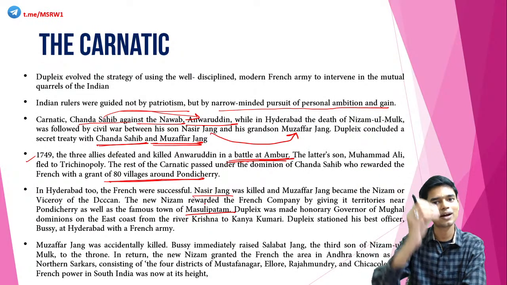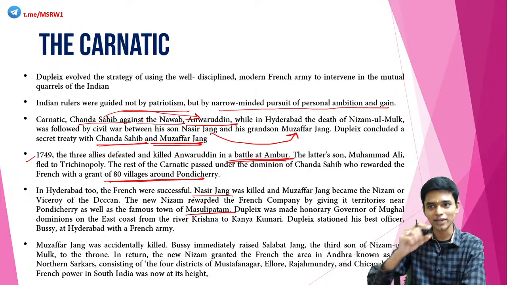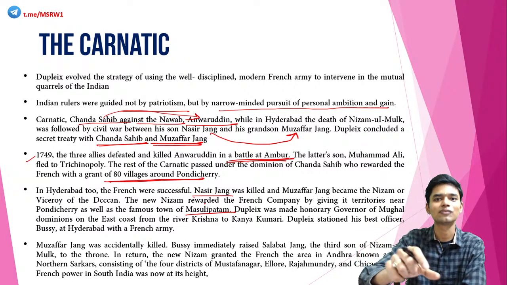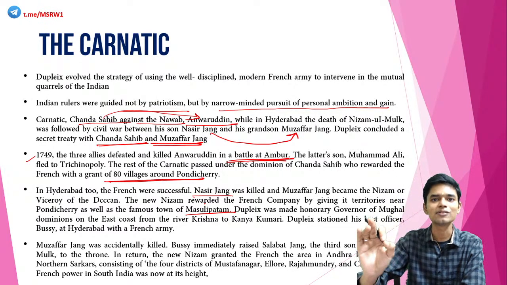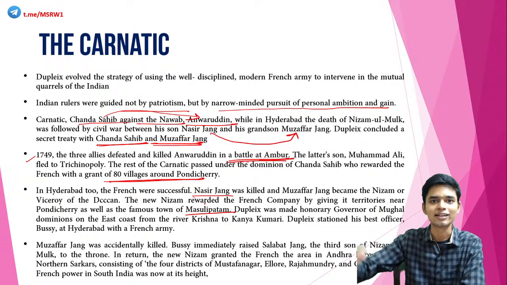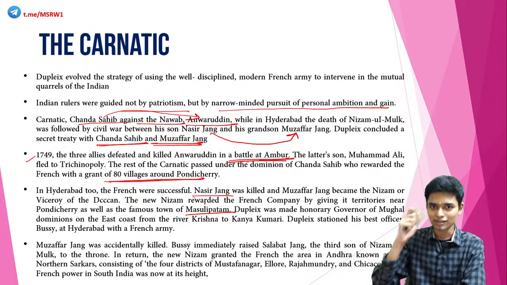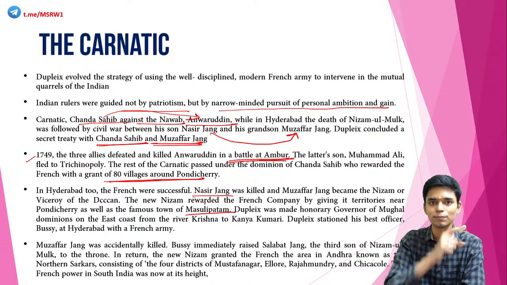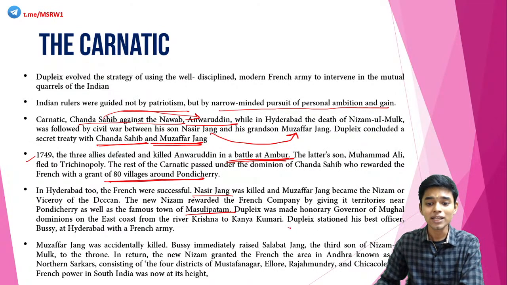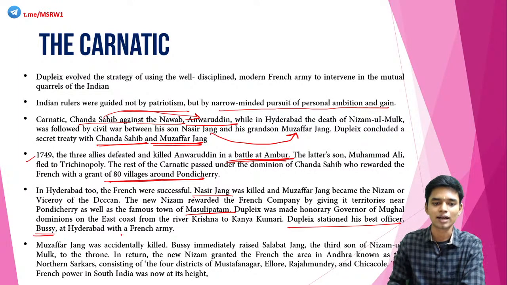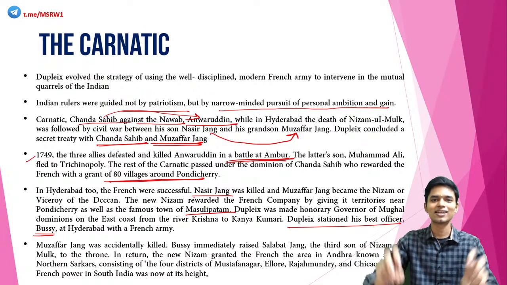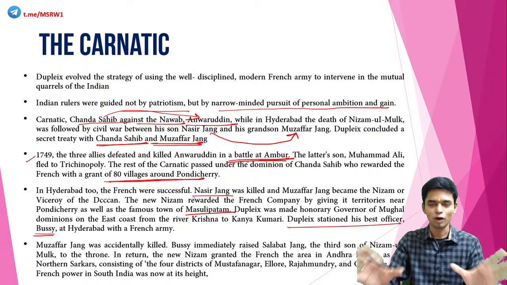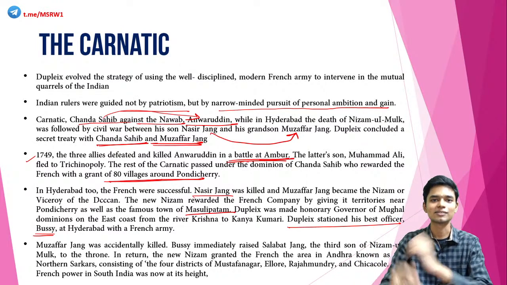France was not at all a party to this fight. Dupleix made France a party to this fight with the sole objective that in the end, when they win, they will get these kinds of benefits. So this was the shrewd tactics of Dupleix. Dupleix stationed his best officer Bassi at Hyderabad with the French army. So this is the subsidiary alliance. It is not called subsidiary alliance yet, but a form of it was already practiced by Dupleix.